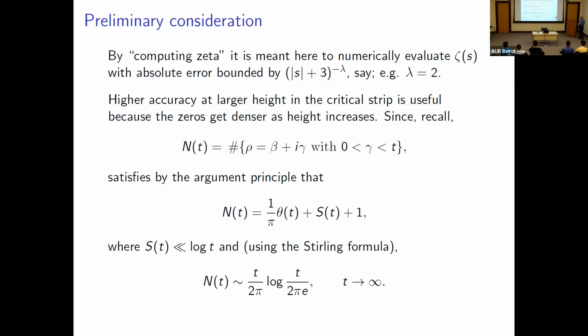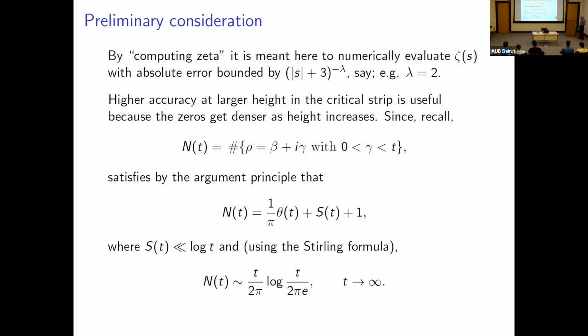There is a good reason to require higher accuracy at larger height, because if you look at one of the functions that was defined yesterday, the zeros counting function N(t), this counts the number of non-trivial zeros of zeta with height between 0 and t. If you look at the behavior of this function, by the argument principle it is given by this form, and theta(t) is asymptotic to t over 2 log of t over 2 pi, right?